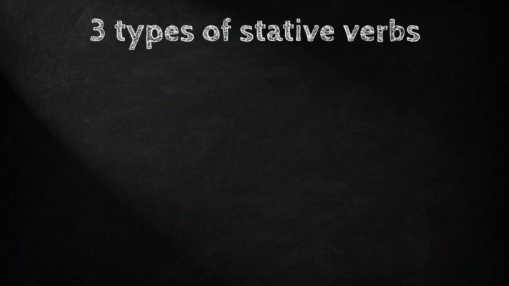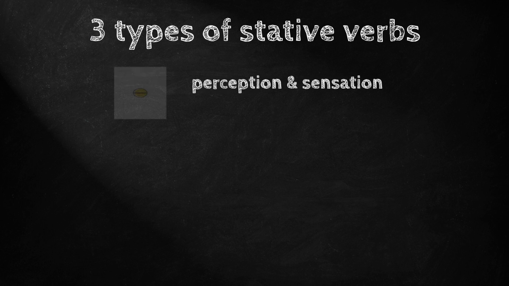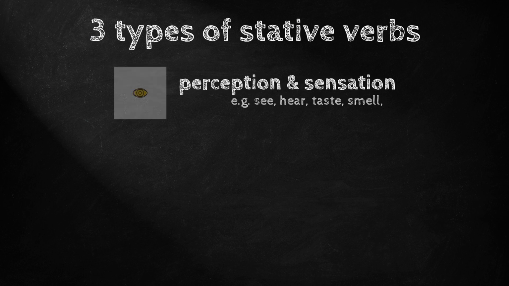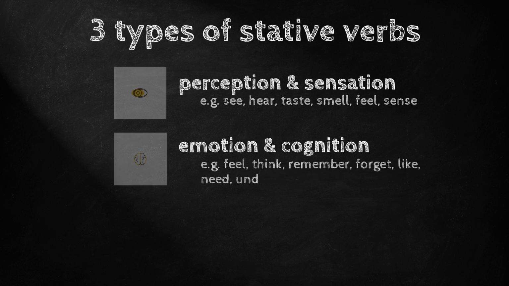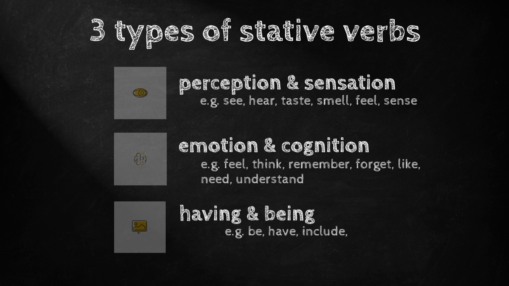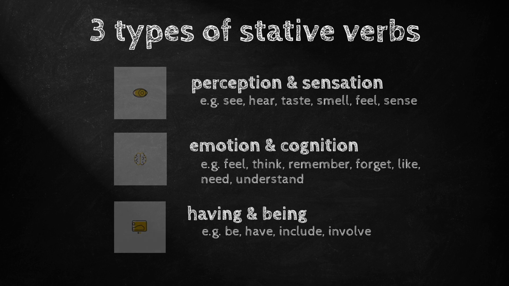Stative verbs can generally be grouped into three categories. The first is perception and sensation. The second is emotion and cognition. The third is having and being. To add to the complexity of this stative verb exception, there are further rules. Here we'll explore two of these.